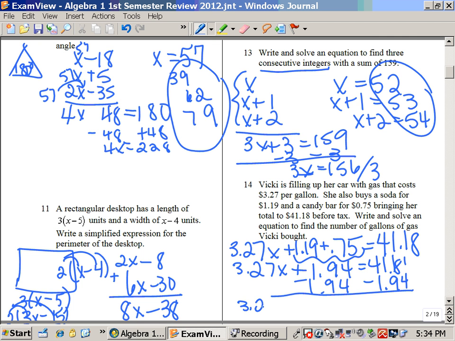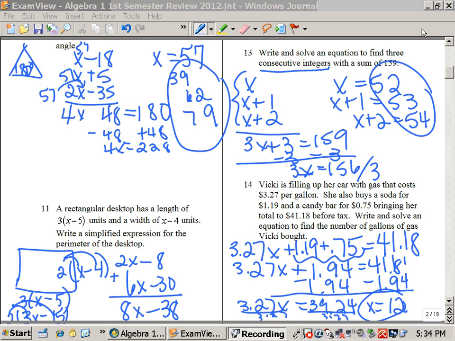and 3.27x is going to equal 39.24. And if you divide by 3.27 on each side, x is going to be 12. That's it. So the number of gallons that she bought was 12 gallons.